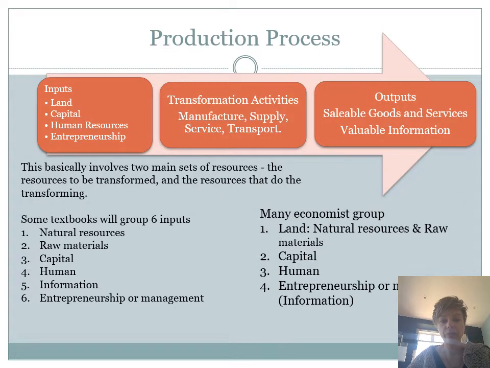So this slide deals with a little bit of review just so we can refresh our memory as far as what is the production process. On the top you'll see that there's three boxes, those are the red boxes, the inputs: land, capital, human resources, and entrepreneurship. And we talked about those being economic resource inputs. The transformation activities, we have four of them that we talked about last time: manufacture, supply, service, and transport. Again, if you're unsure, just refer to your notes from last time.